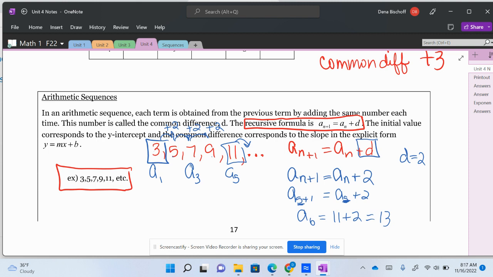It's just as easy as counting by 2. This is the recursive formula. You just need to know how to write it. Okay?